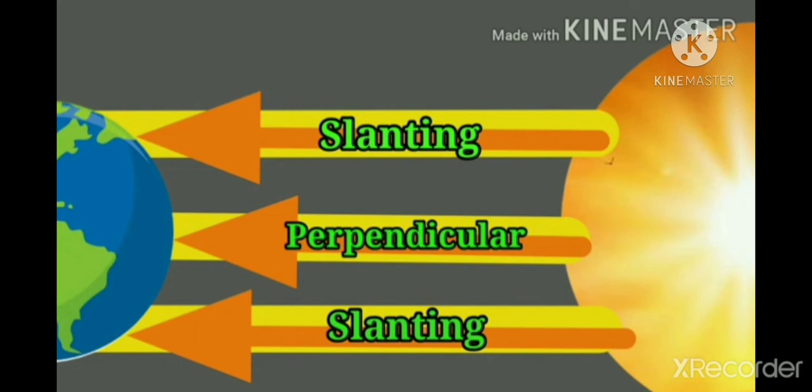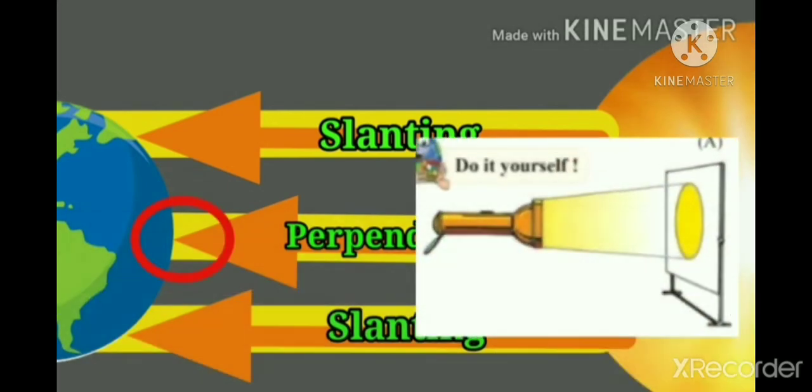Hence the surface there gets heated more and the air becomes hotter. Means what? You can see the perpendicular ray which is falling on the earth is occupying very less area. So the heat will be more and the air will become much hotter.